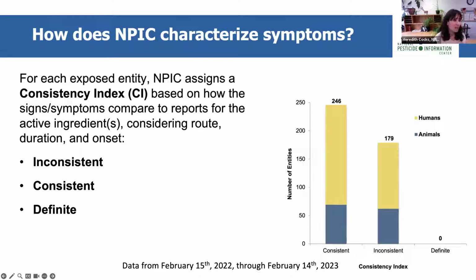I need to note that in 2022, NPIC changed the name of this index. It used to be called the certainty index, and now it's called the consistency index. And that was to more accurately reflect the purpose of the index, because we received feedback that the word certainty was confusing because we don't conduct investigation and we're not verifying that an exposure was the certain cause of any outcome. So we changed it to consistency index to better reflect what its intended purpose is. However, the criteria and the classifications used for consistency index now are the same as those that were used for the certainty index. We only changed the name.